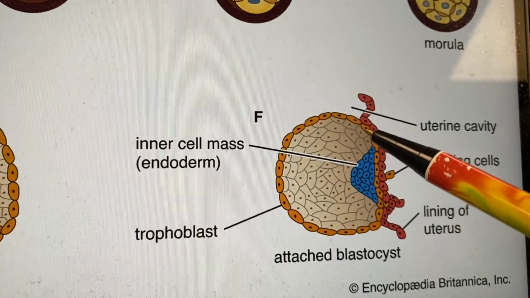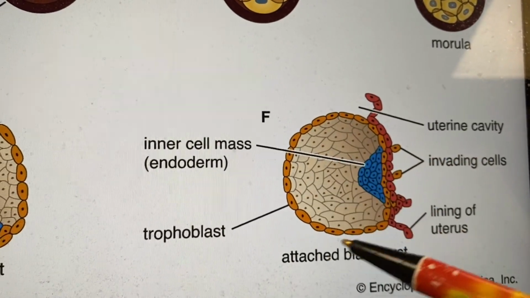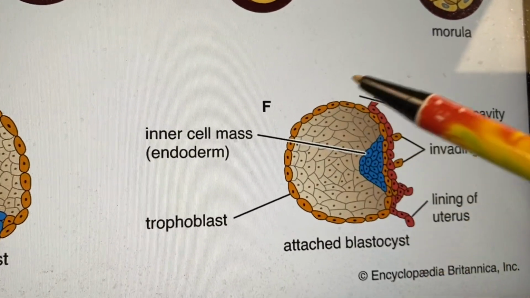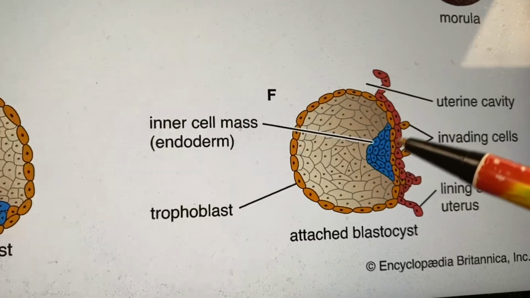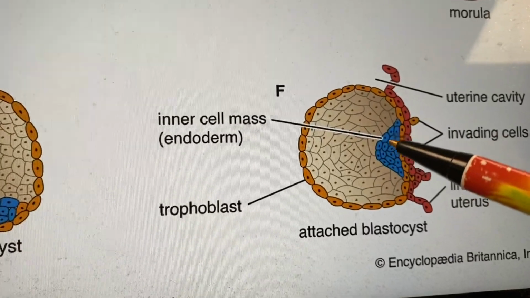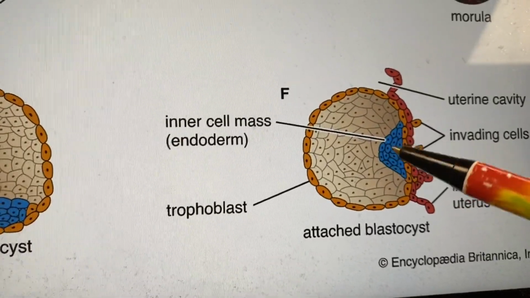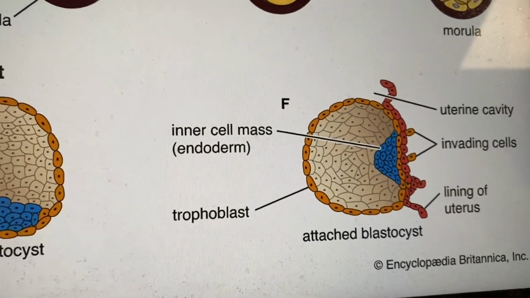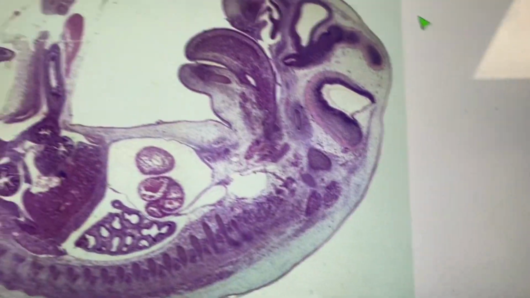The inside cells are going to become the endoderm, or the inside of that organism, right? And the outside cells are going to become, usually in the placental mammal, the placenta, or part of the amniotic sac. But in mammals, it would be placental, right? And so this is what's going to differentiate into an organism. And then once it starts to differentiate, we call it an embryo, right?